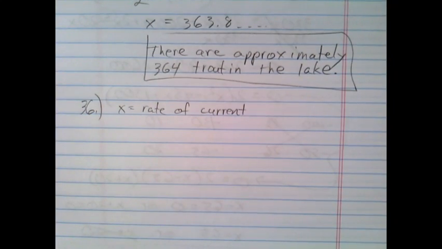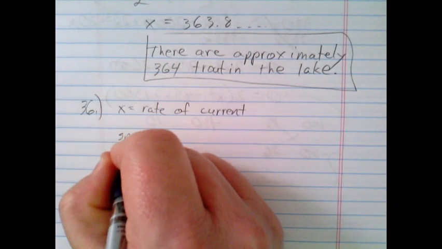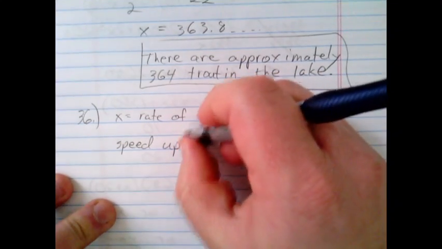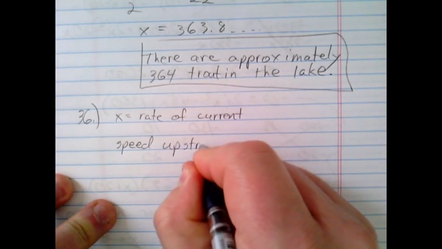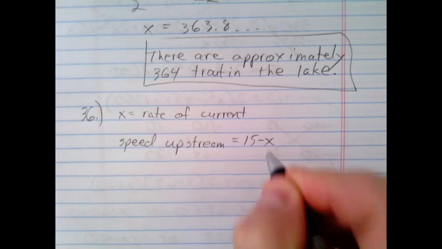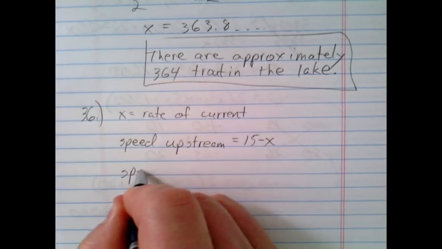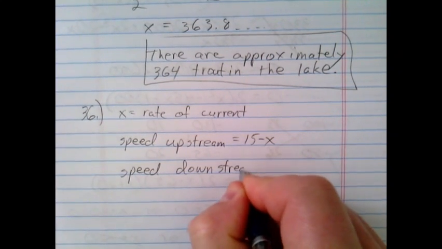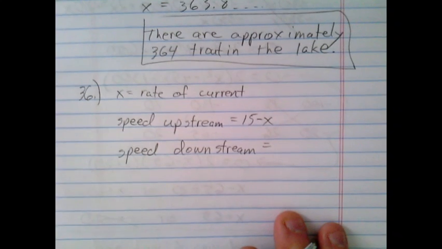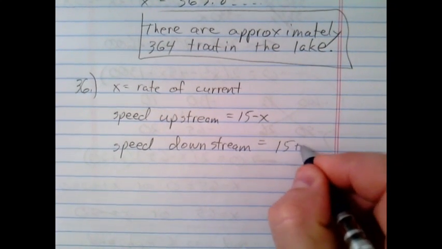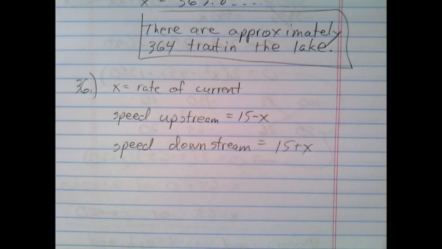Here's how we're going to use that. When we're going upstream, we're going against the current. So the speed of the current is basically subtracted from our normal speed. So it'd be 15 minus x. But when we're going downstream, the rate of the current is added to your normal speed. So that would be 15 plus x.